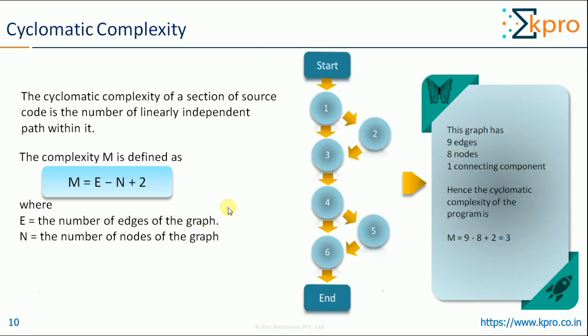Let us understand cyclomatic complexity with this flow diagram. This graph has 9 edges: 1, 2, 3, 4, 5, 6, 7, 8, 9, and 8 nodes: 1, 2, 3, 4, 5, 6, 7 and 8. One connected component. Hence, the cyclomatic complexity of the program is 9 minus 8 plus 2, that is 3.